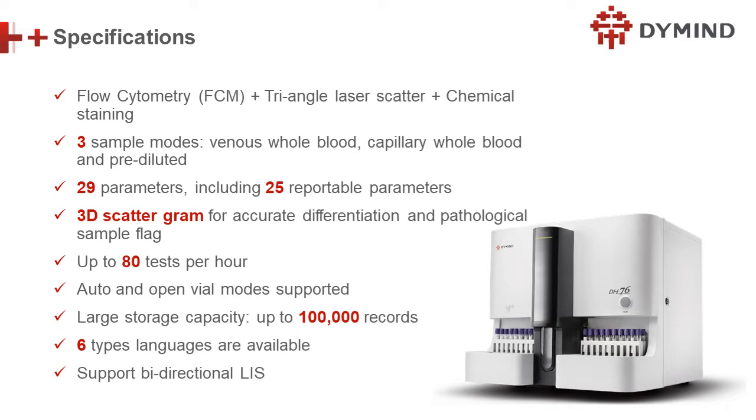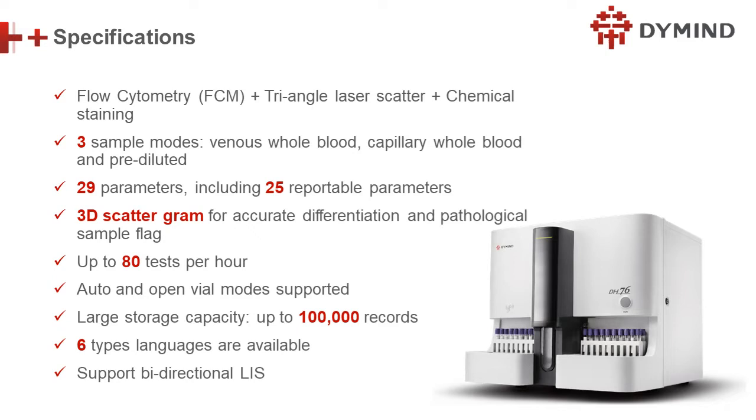Second, we have three sample modes: venous whole blood, capillary whole blood, and pre-diluted. That is the PD mode. So here there are three short names for them. VWB means venous whole blood. CWB means capillary whole blood. PD means pre-diluted. Okay, third advantage is 29 parameters, including 25 reportable parameters.